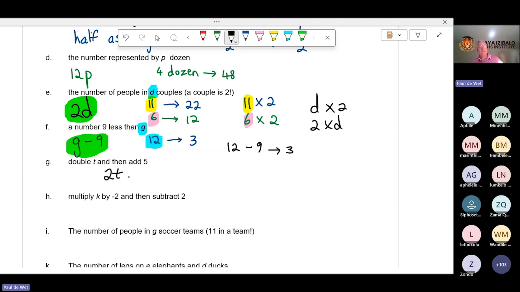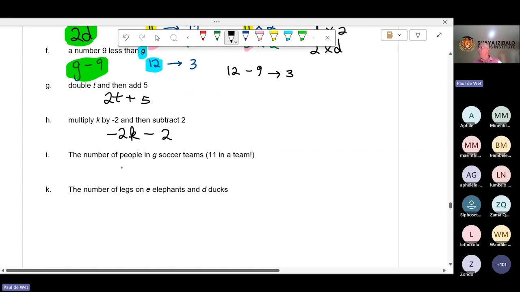2T plus 5. Multiply K by -2 and then subtract 2. Well done, Skumbuzo. -2K. All right, that's multiplying K by -2 and then subtract 2.